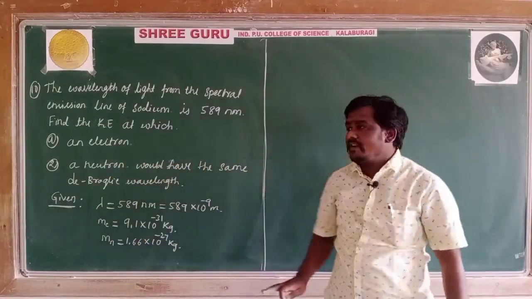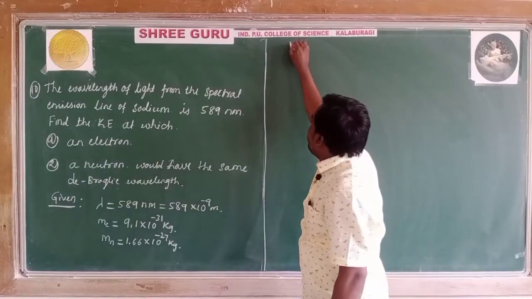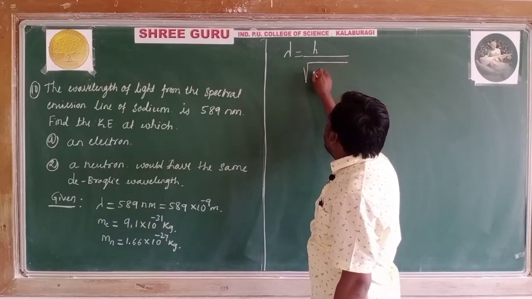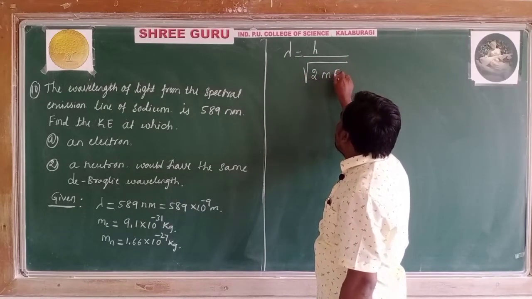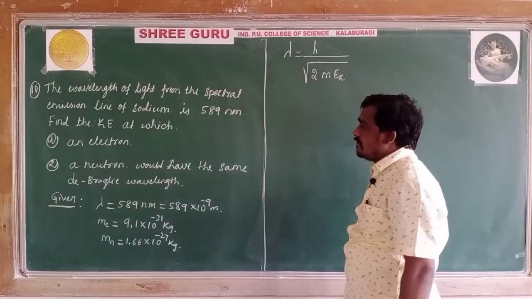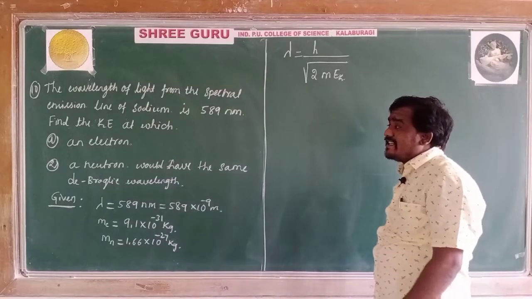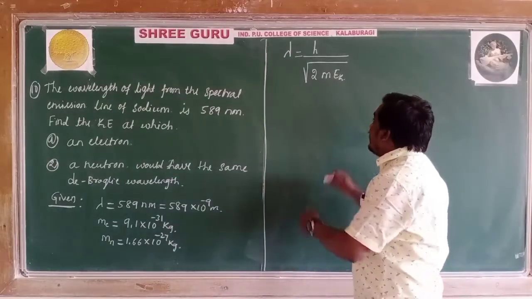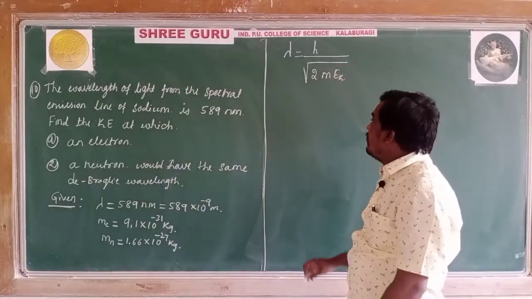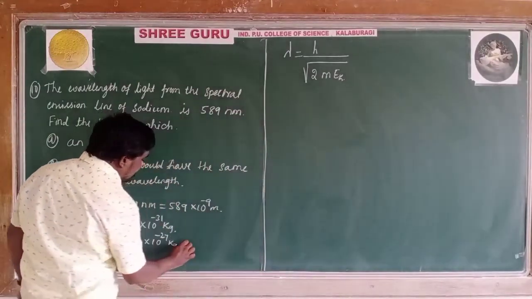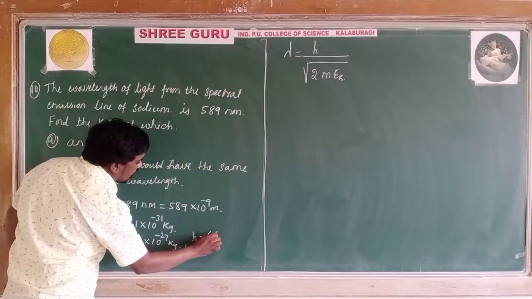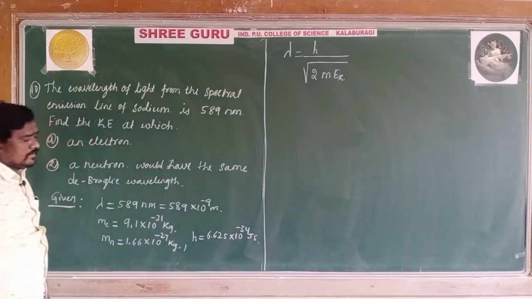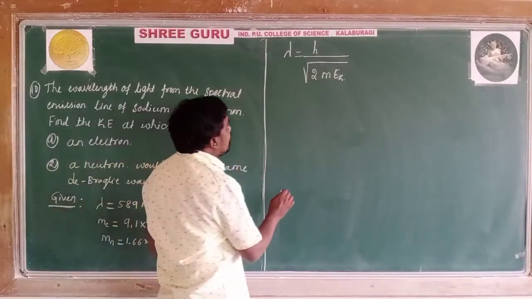Now substitute the values in the expression. What is the wavelength formula? Lambda is equal to h by under root of 2mEk, where Ek is our kinetic energy. How to find the kinetic energy? That is also very important, because we are finding the kinetic energy of an electron. And one more value we want, that is h, which is equal to 6.625 into 10 raised to minus 34 joule second.